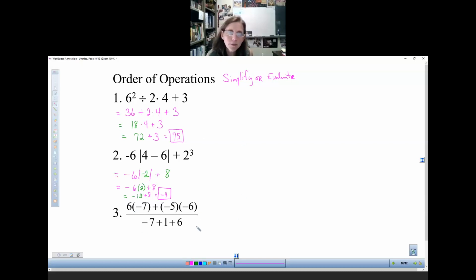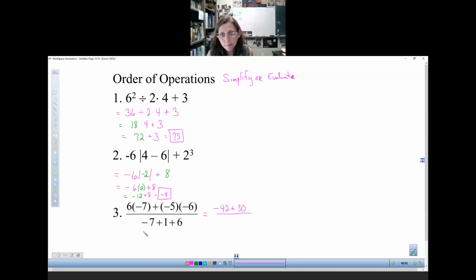So when you're simplifying or evaluating a problem that involves fractions, you want to take care of the numerator first and then the denominator separately. So you want to do these in two pieces. We're going to start with the numerator here. I look at this problem and I see multiplication and addition. That's the only two operations in the numerator. So I'm going to do my multiplication first. So I have negative 42 plus, and then I have a negative and a negative, and so that's going to be a positive 30. So I have negative 42 plus 30.